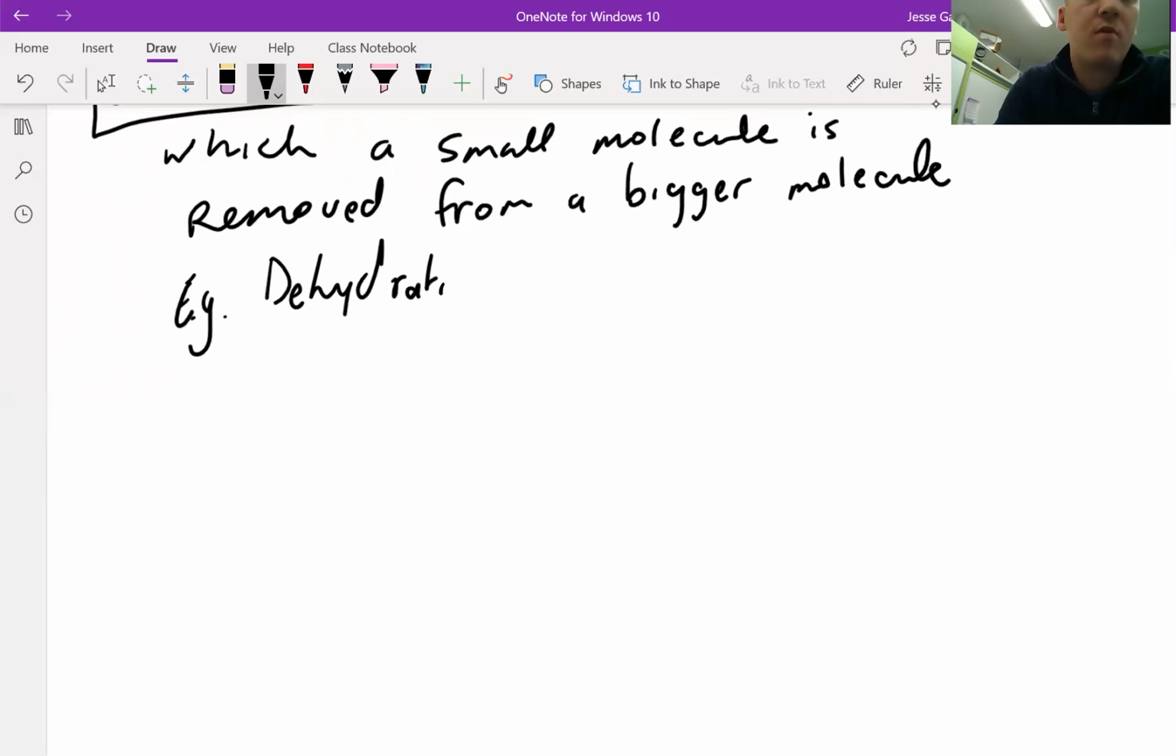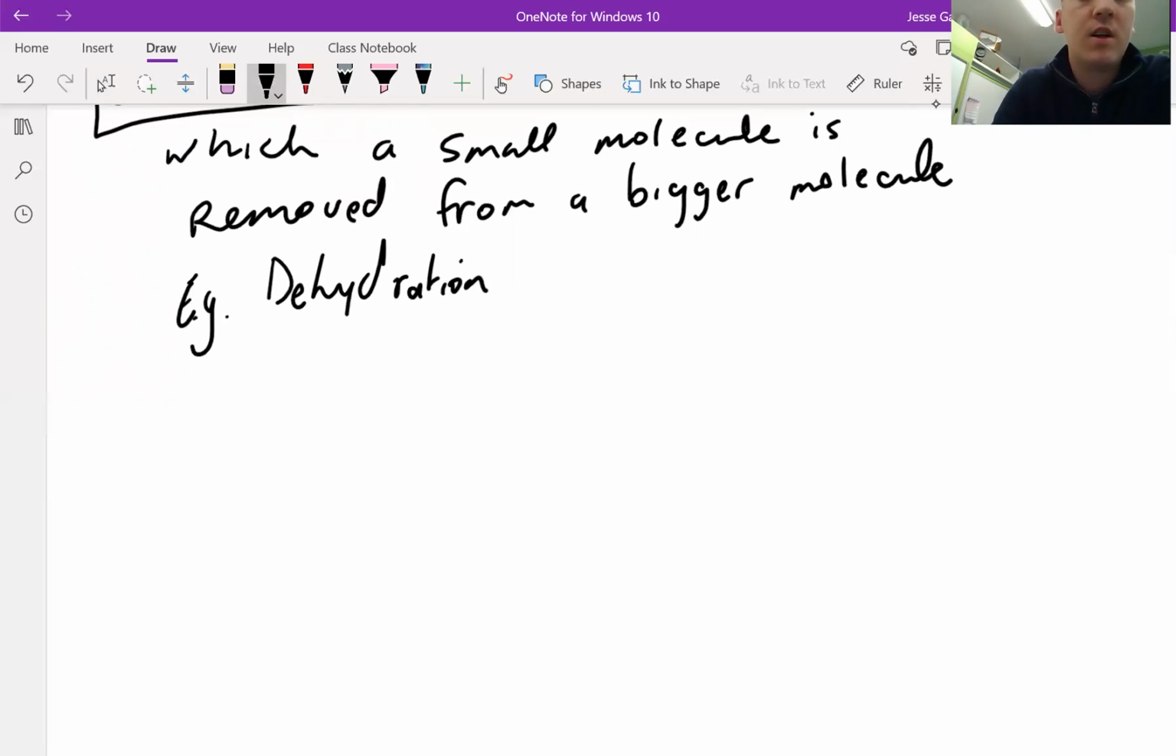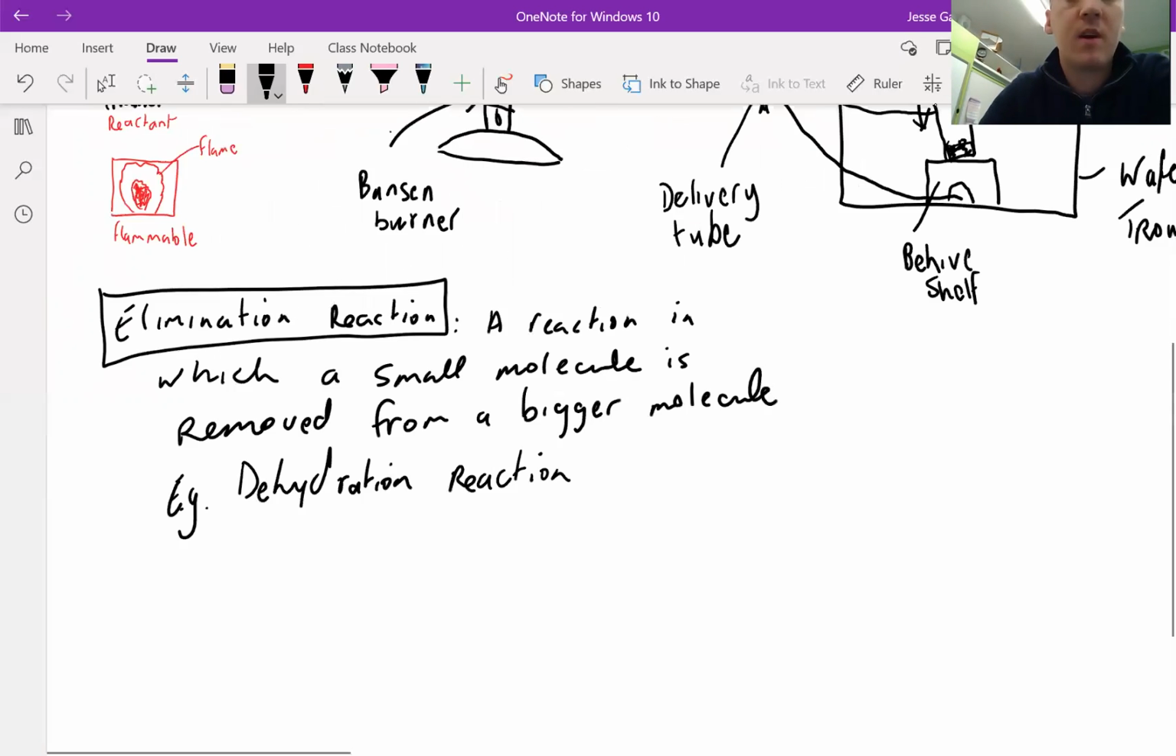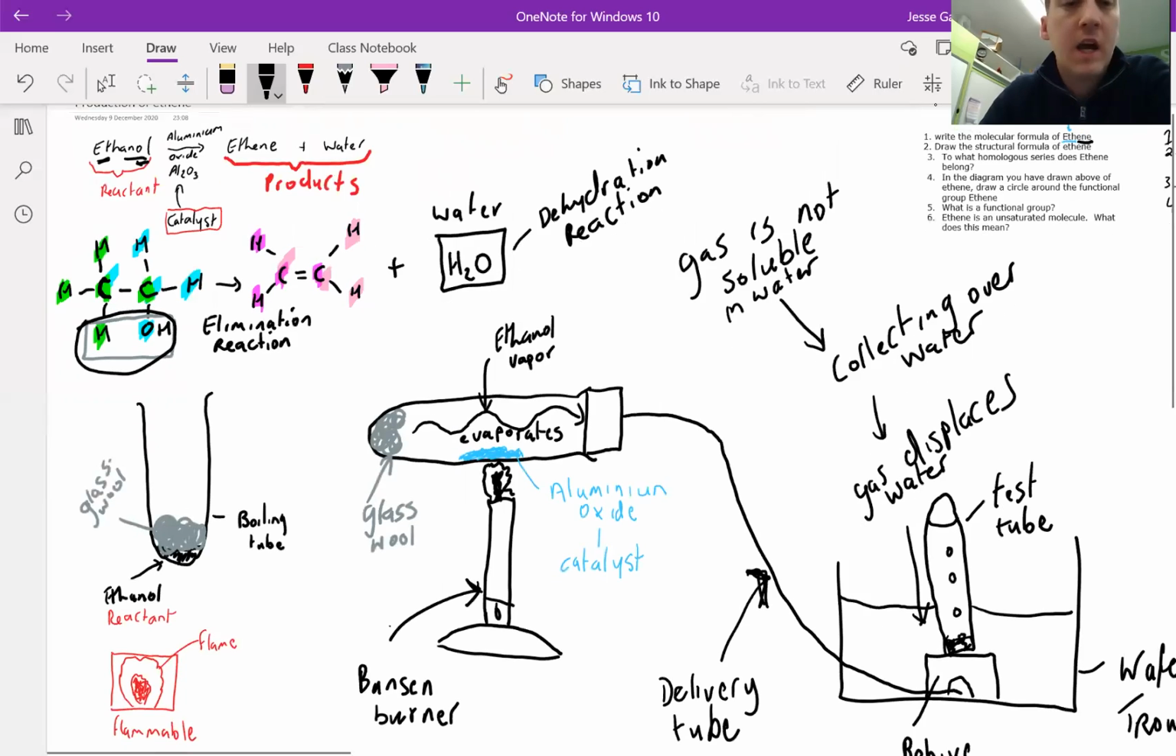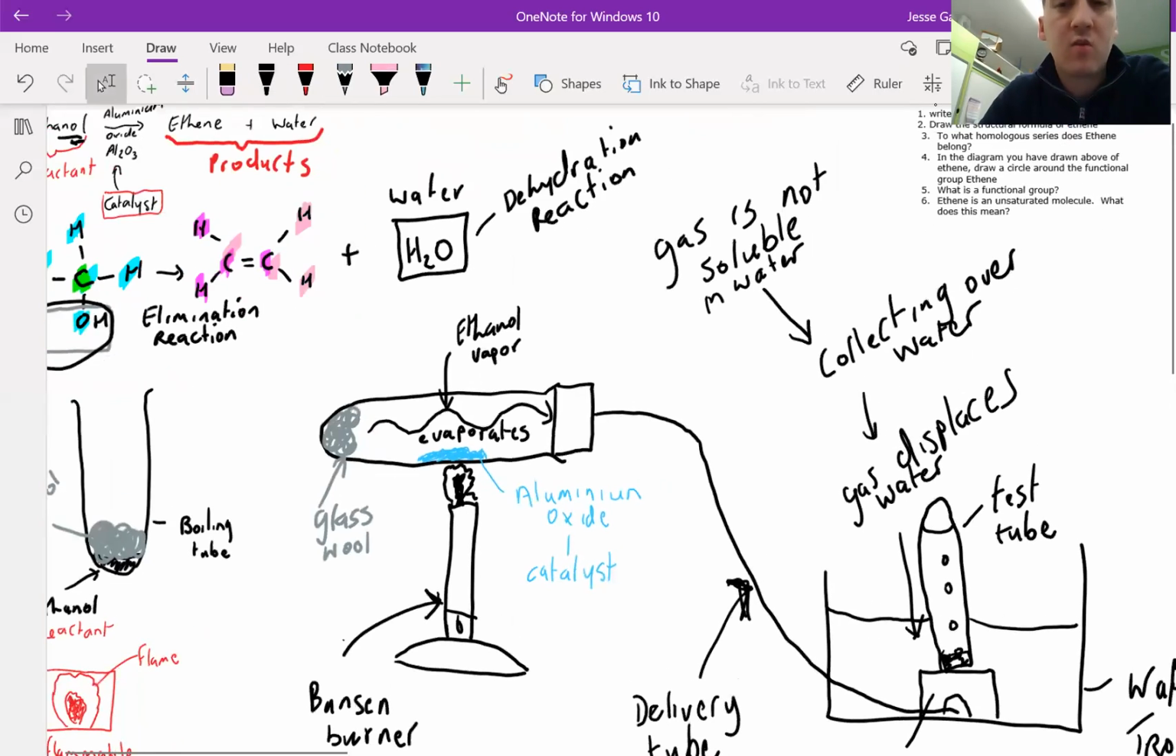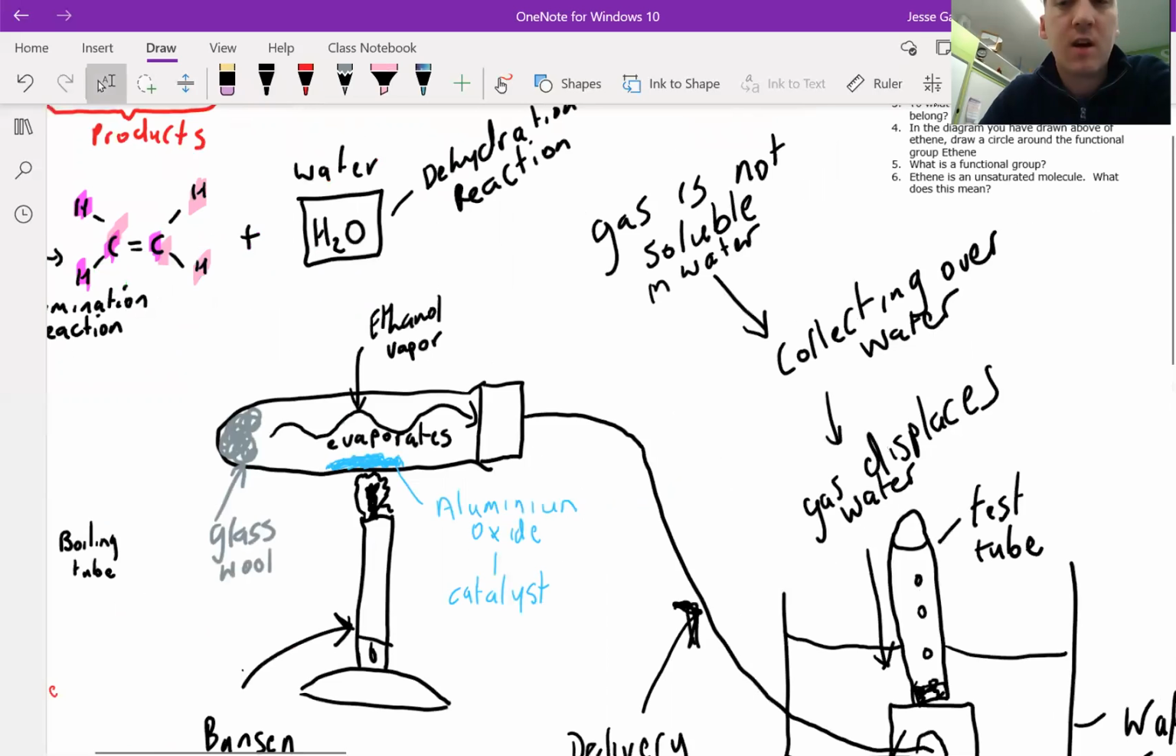Sometimes the molecule being removed will not be water, so it will not be called a dehydration reaction. But a dehydration reaction is just one example of an elimination. Okay, so that's what we've been looking at today. All right, so at this stage, we're going to stop. We've done quite a bit of stuff there, so we're going to stop and do some practice now.